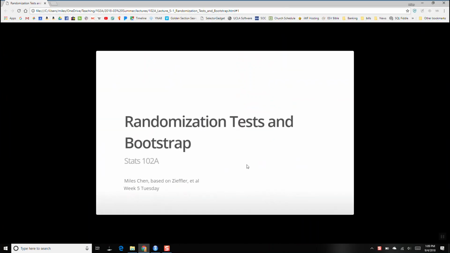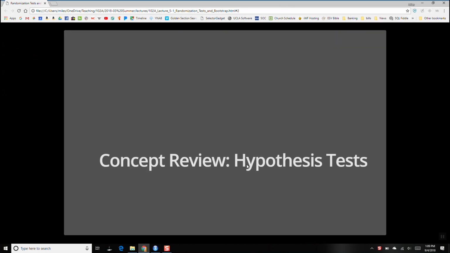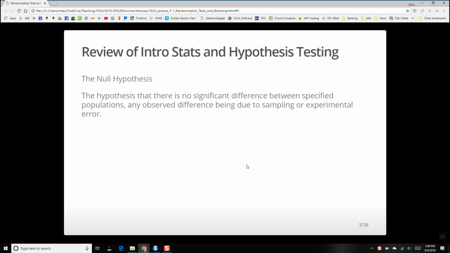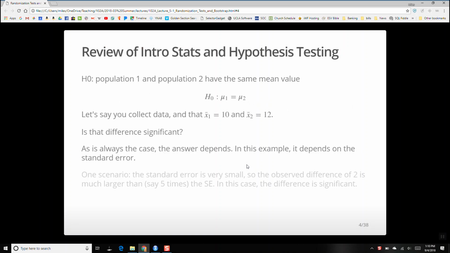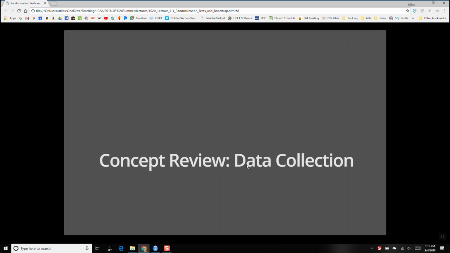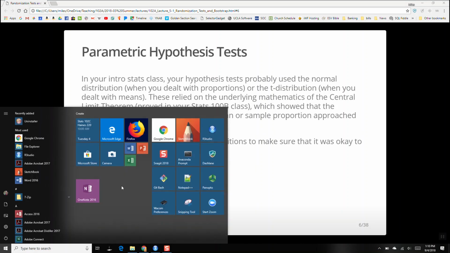Randomization tests and Bootstrap. Let's zoom in here. All right. So it suits us to review hypothesis testing from your intro stats class. I wrote a bunch of stuff here, but maybe I'll just write some notes here.